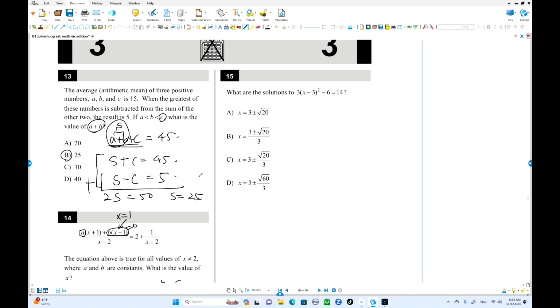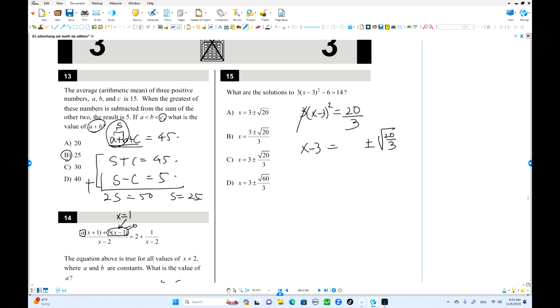All right, number 15. What are solutions of here? You can use completing the square. You can divide by 3. This is what we said, completing the square, right? So x minus 3 equals how much? Plus or minus square root of 20 over 3.